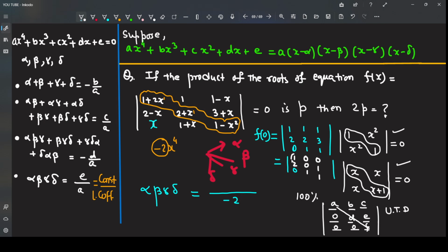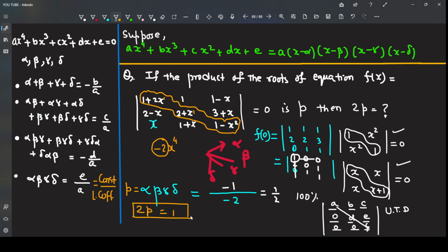So if I expand my determinant, what am I getting? -1. So the upper part will be -1. So the product of all the roots is 1 by 2. And they call this product small p. So what is the value of 2p? 1.